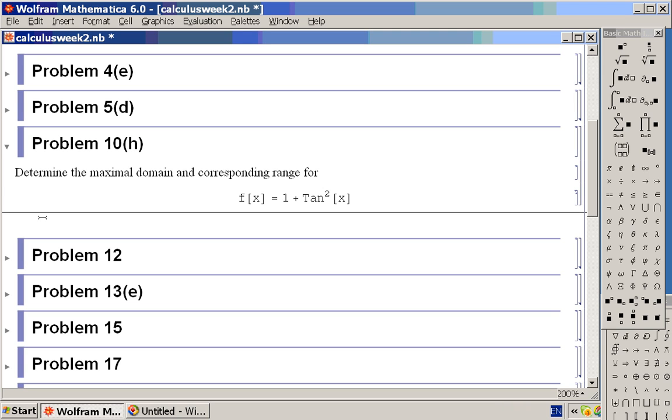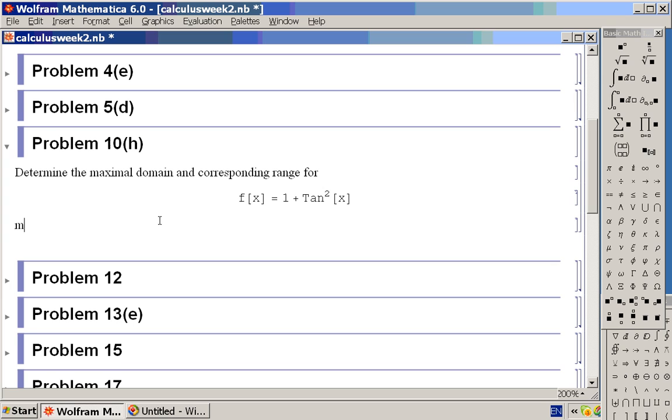Well, this function here is defined for all values of x, apart from when x is an odd multiple of pi over 2, because we know that the tangent function blows up. So we can write down the maximal domain. Let's copy this down here.